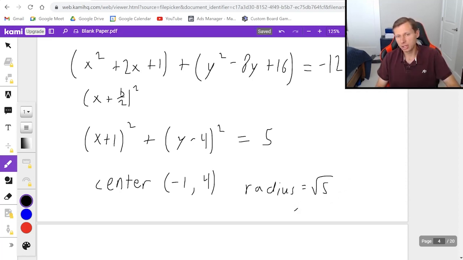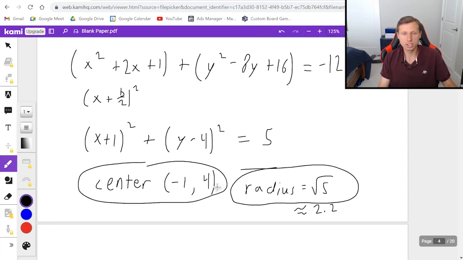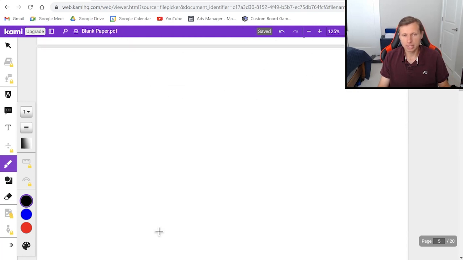If you use a calculator, you'll get about 2.2. And if you want to graph that on a chart, you can. You're more than welcome to. It doesn't matter. But we found the radius, we found the center, and that's really what I wanted to do for this problem.